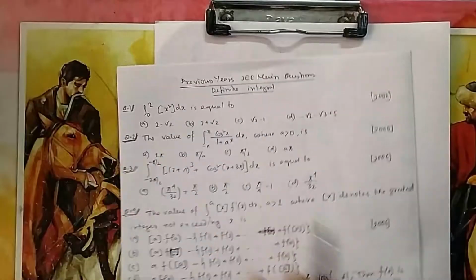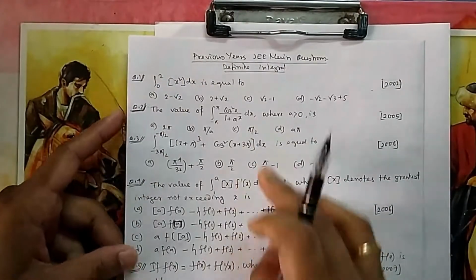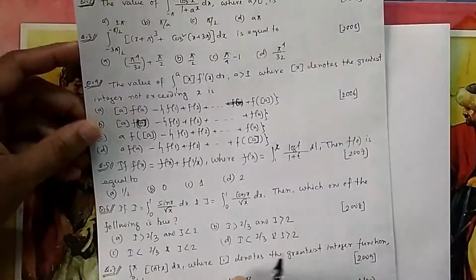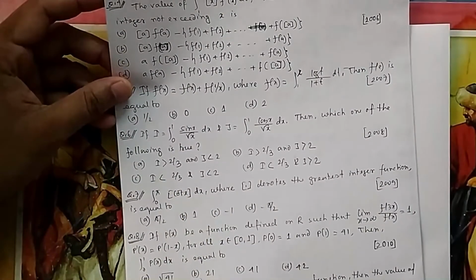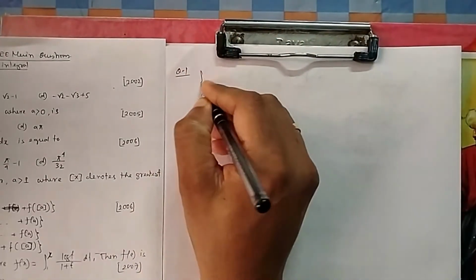Okay, in question number 1 it is asked integral 0 to 2 of box x square dx. So you have to be very careful with box. There are lots of questions based on box, so this is very important. So be very careful with this one. I think you have gone through this: what is the box function? That is the greatest integer function.